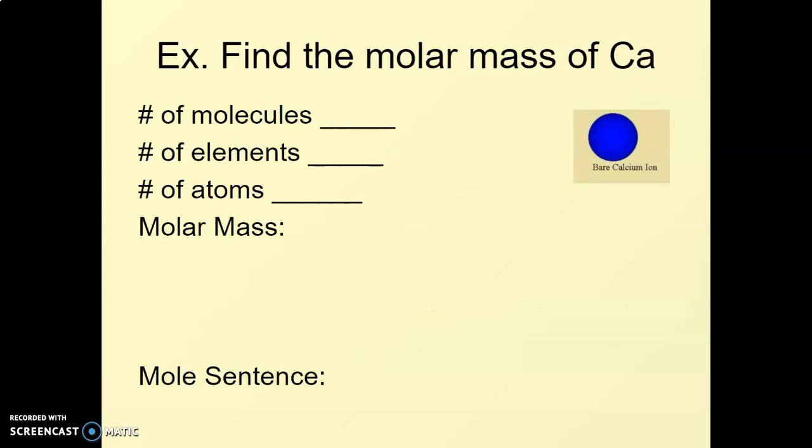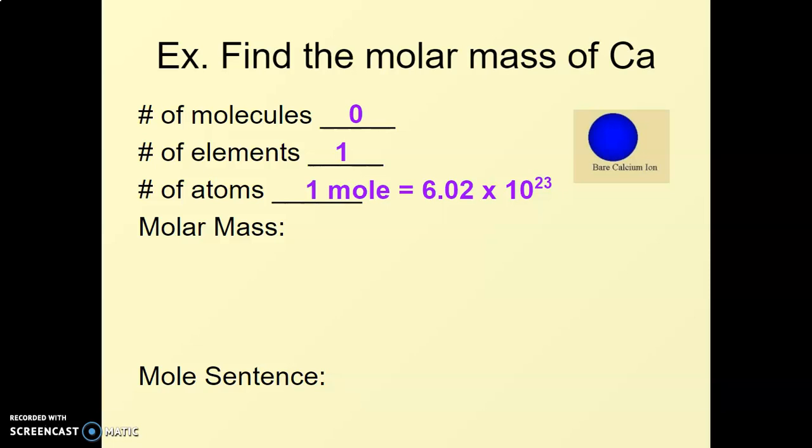So let's take a look at an example. We want to find the molar mass of calcium. For number of molecules, we're going to say 0 because we're just looking at a single atom. We're not really looking at molecules here. There's only the one element we're looking at. It's calcium. And we're just looking at really the single atom, but we're talking about molar mass. So we want to look at a mole of calcium, not a single atom like we normally would. We want to look at a whole mole. So we're looking at 6.02 times 10 to the 23rd atoms, or 1 mole of atoms.